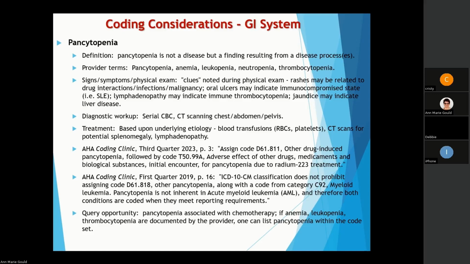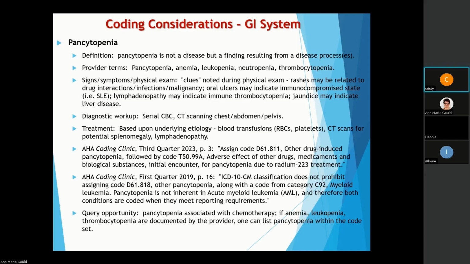Because those are the 3 items that you need listed. So we don't need to introduce anything new. I'm sorry, Christy, go ahead. Yeah, so we're not going to query pancytopenia if the doctor documents anemia, leukopenia, and thrombocytopenia, because it defaults to pancytopenia, right? Correct.